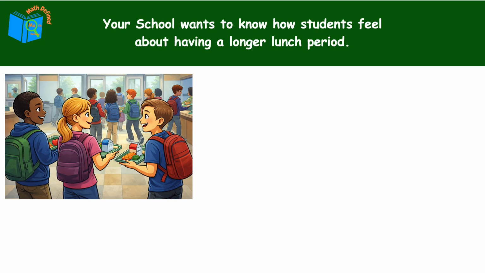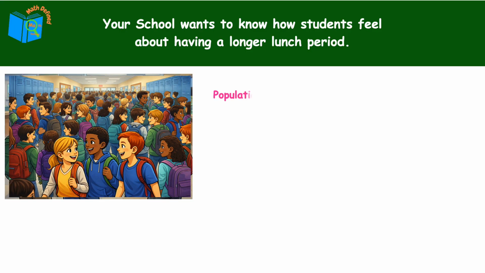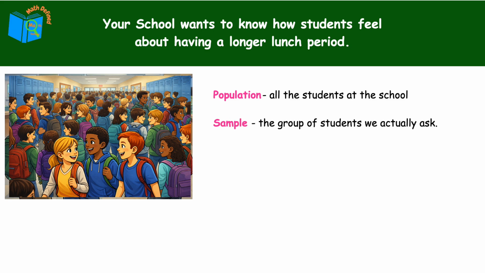Let's look at an example. Suppose your school wants to know how students feel about having a longer lunch period. The population is all the students at the school. The sample is the group of students we actually ask. Now here's the big question. Does the sample fairly represent the population? Because if it doesn't, then the results may not be reliable.